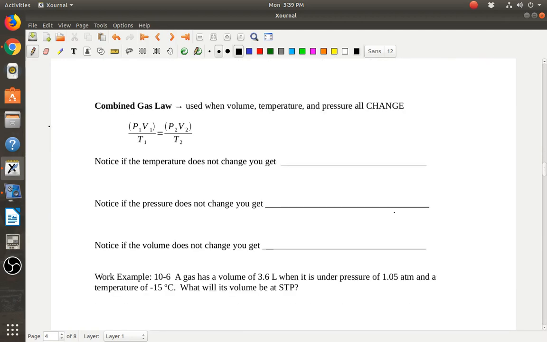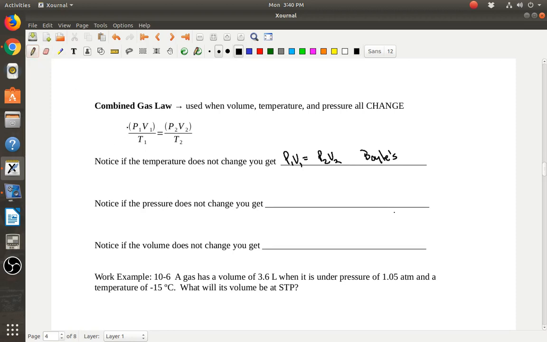So we're at the combined gas law. Here I just want you to notice a couple things. This is the combined gas law. If the temperature does not change, I would mark it out. What I have left is P1V1 equals P2V2, and that is Boyle's law. Because the temperature doesn't change, we get rid of it on both sides.